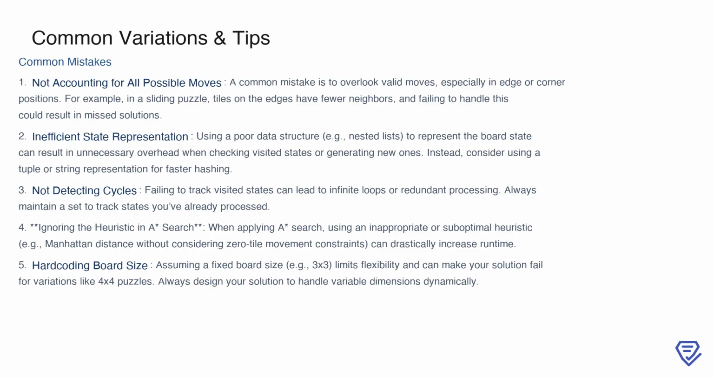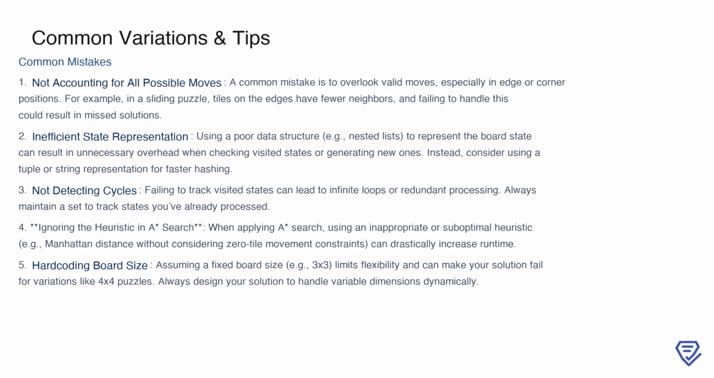quicker comparisons. Another mistake is not detecting cycles in the state space. If you don't track visited states, your search might revisit the same configurations repeatedly, leading to infinite loops or redundant processing. Maintaining a set of visited states is essential to avoid this.